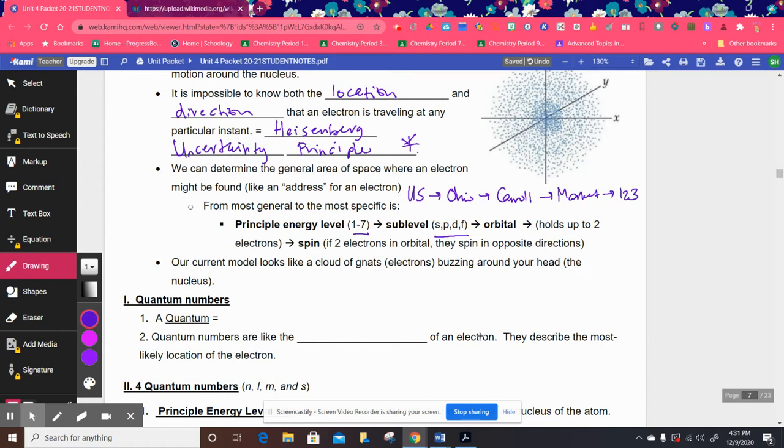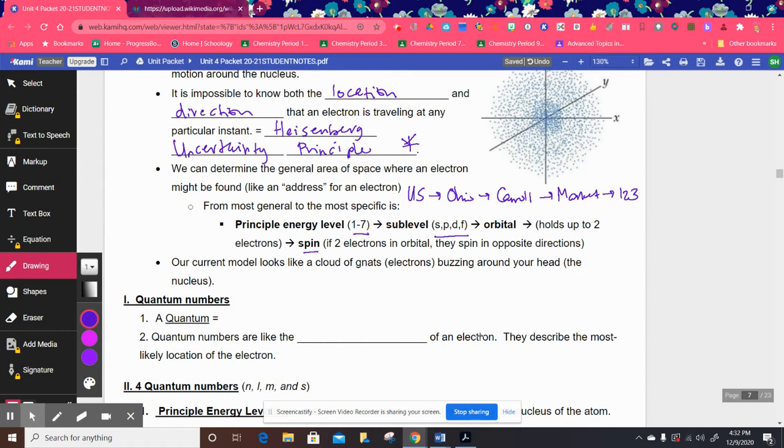Each orbital can hold up to 2 electrons. Now, electrons have the same charge, so they don't like hanging out together in the same orbital. It's almost like they're too much alike. So if they have to share a room or an orbital, they're going to have opposite spins. Any 2 electrons can share an orbital, but they're going to spin in opposite directions. Okay, so from most general to most specific, we go principal energy level, sublevel, orbital, and then spin.